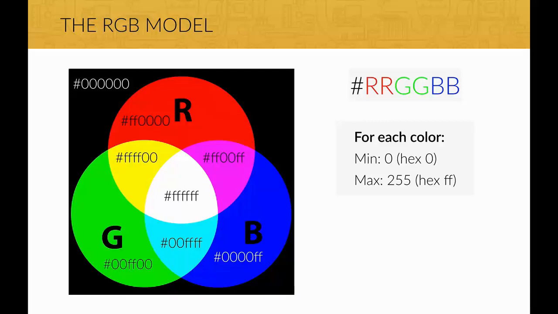The lowest value for each color is 0, which is 0 in hexadecimal, and the highest value is 255, which is FF in hexadecimal. So, for instance, a complete red has FF, which is the highest value in the red channel, and 0 in the green and the blue channel. Yellow is a mixture of red and green, so it has FF in the red and in the green channel, but 0 in the blue channel.